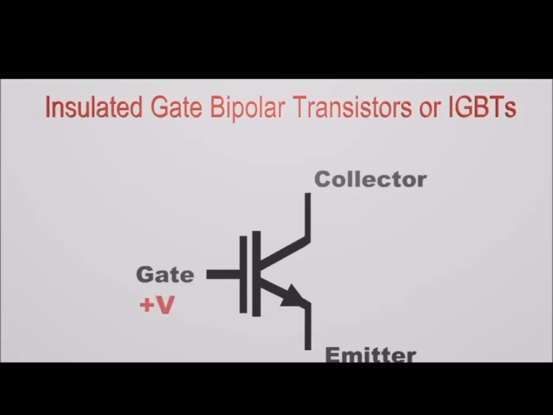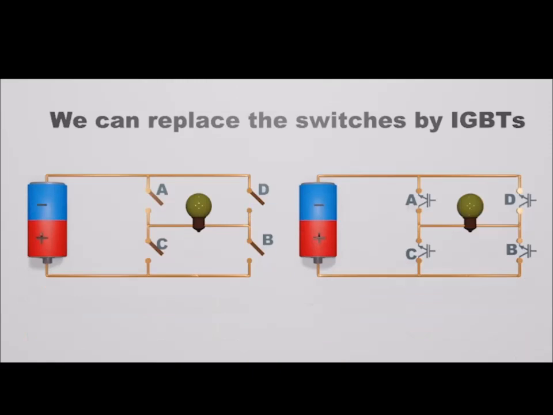If we make the gate more positive by applying voltage across the gate, current can flow from the collector to emitter, so the IGBT is in its on state. If we make the gate negative or zero, the current flow stops and the IGBT will remain in the off state. We can use IGBTs as switches.